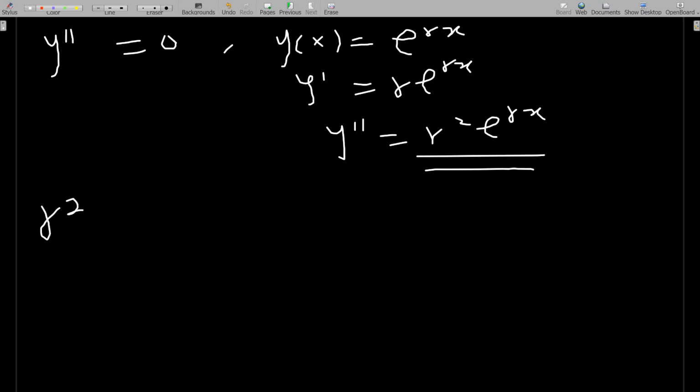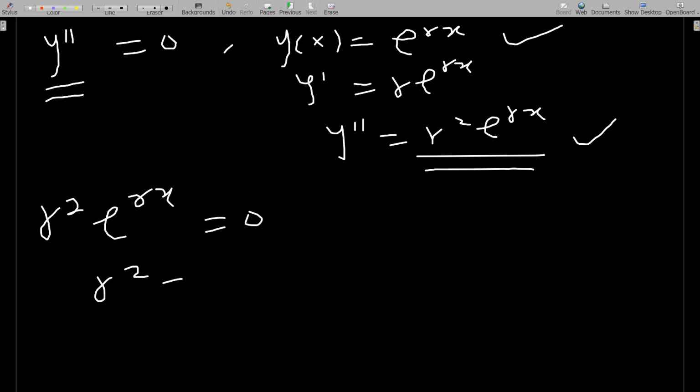So I have r squared e to the rx equals 0. So it means I have two products of functions that is equal to 0. This e to the rx is not equal to 0 because it's our function, and if it is equal to 0, then you don't have a function. So you have r squared equals 0 rather. So r is equal to plus or minus 0, because when you find the square root of 0, you have repeated roots. Remember, it's a repeated root. So I have 0 or 0.